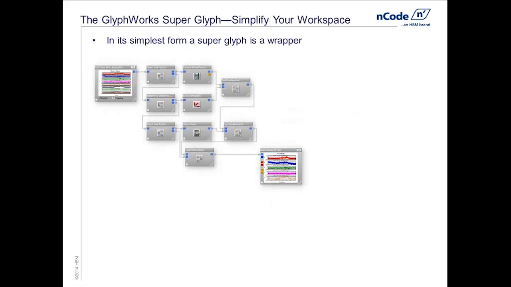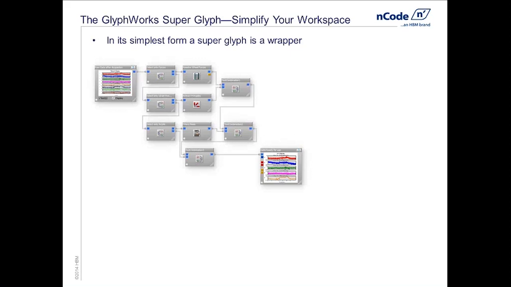So for starters, let's talk about the simple wrapping feature offered by the SuperGlyph. Let's say you have a process that looks something like this here. You have input data, you have a series of glyphs that do some sort of data conditioning or data cleaning or analysis or what have you, and then you have some result. If you're the type of person who prefers to have a very neat and tidy office desk, you're probably also the type of person who would appreciate a clean and minimal GlyphWorks analysis workspace.